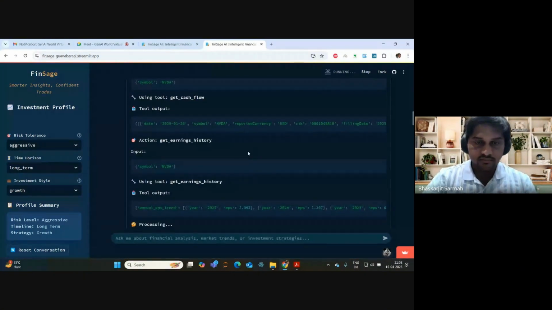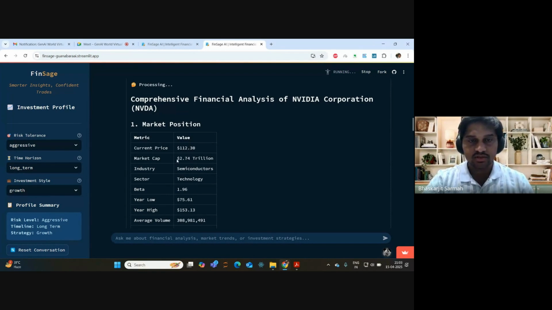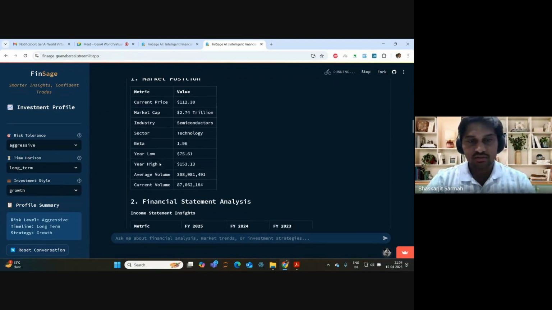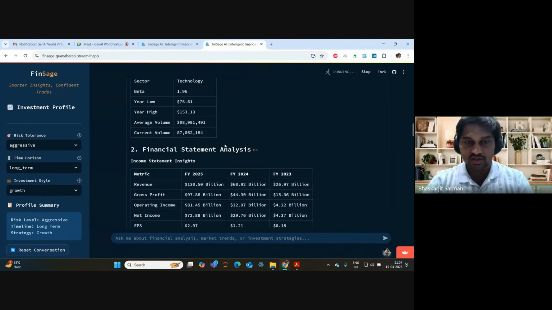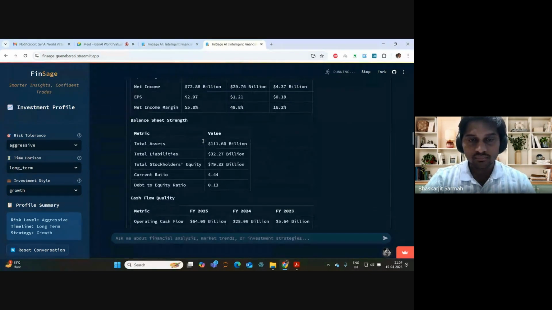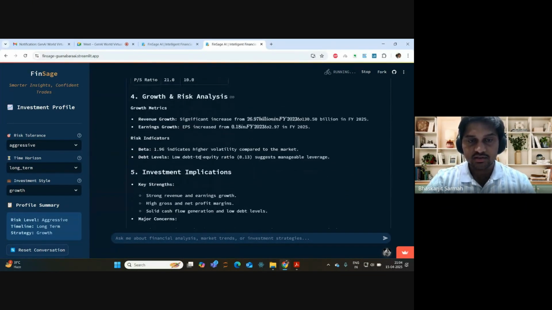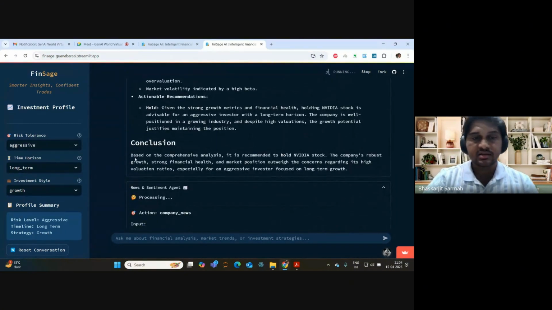Once it fetches all of this information, it comes up with its own comprehensive financial analysis of Nvidia, like what is the current price of Nvidia and what is the current market cap. These are all real time. You can double check if the values are matching or not. Which industry, which sector, what is the beta, etc. Then the second part is the financial statement analysis, where you can find the revenue, gross profit, net income, EPS, and net income margin for the last 3 years, from 2023 till this year in 2025. And then you also get information related to valuation assessment, growth and risk analysis, and so on. And at last you get the conclusion.